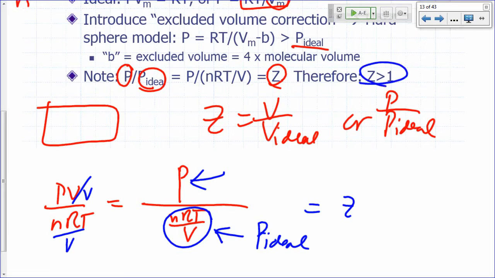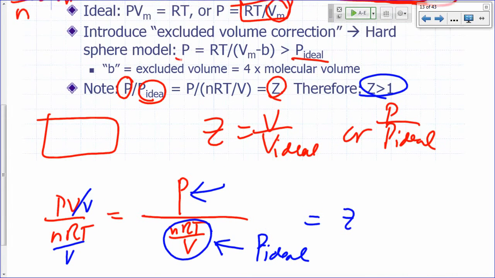So Z greater than 1 also means that your gas pressure is higher than what it would be if it were behaving ideally at that temperature in that container. So Z is greater than 1, which is still consistent with what we talked about earlier: if volume is larger than ideal at the same pressure and temperature, Z is greater than 1. It has to do with repulsive forces. Z greater than 1 is due to repulsive forces.